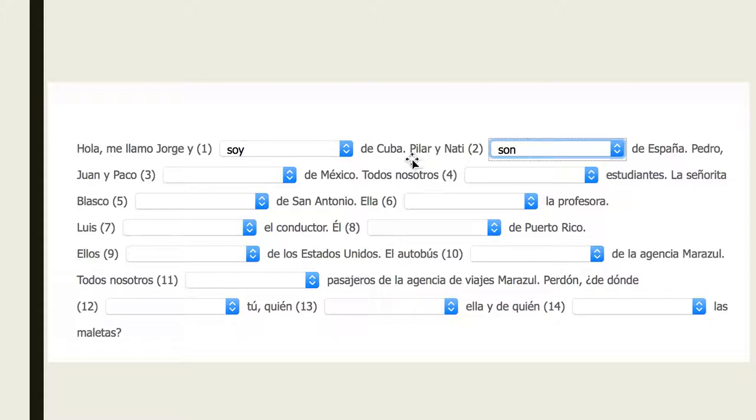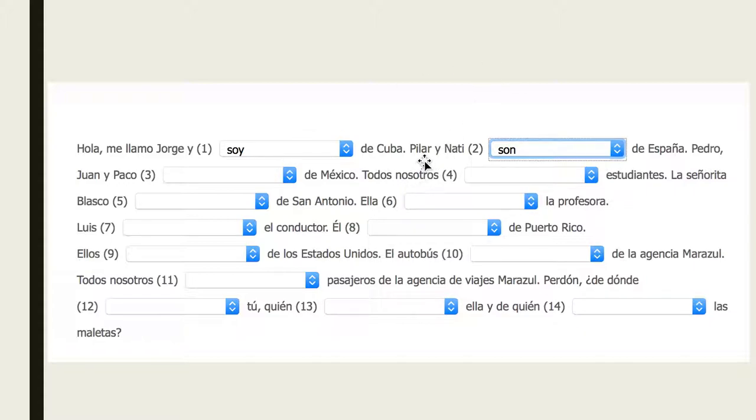So in the first sentence we say, Hola, me llamo Jorge. Hello, my name is Jorge. And soy de Cuba. I am from Cuba. So Jorge, he's speaking in the first person. My name is Jorge. So we know it's I is the subject, or yo. So the yo conjugation of ser is soy.